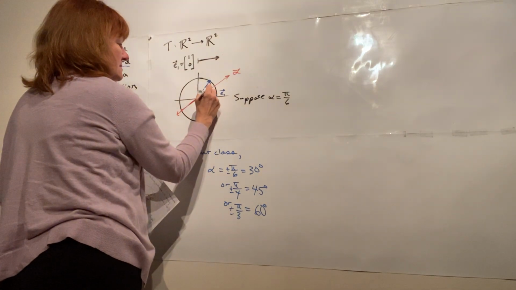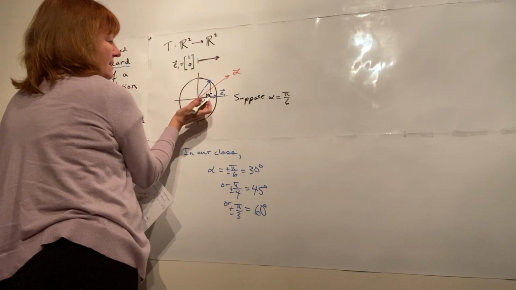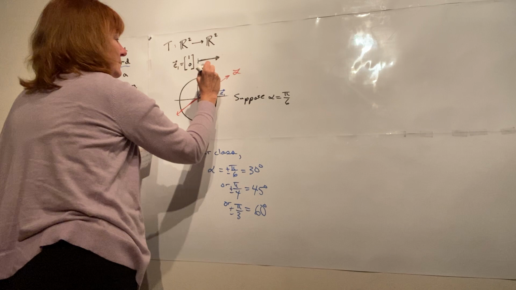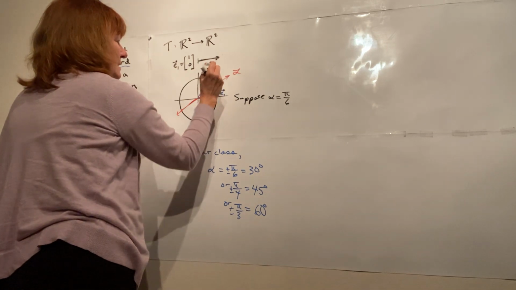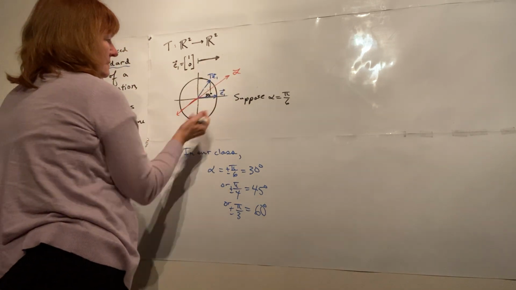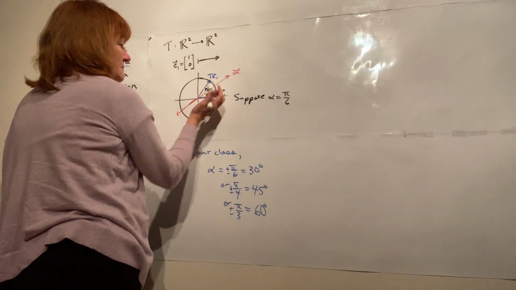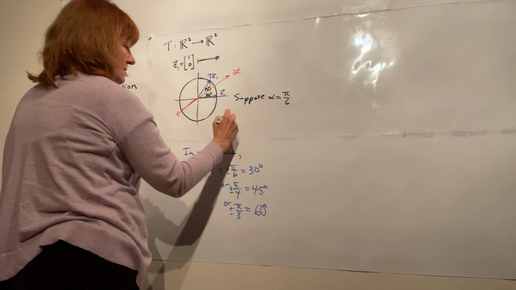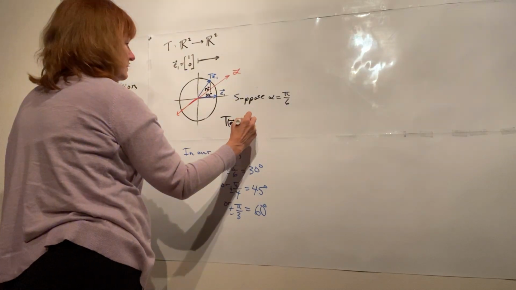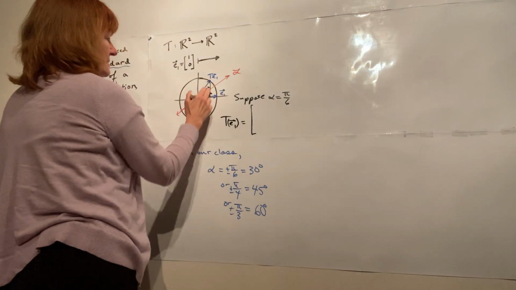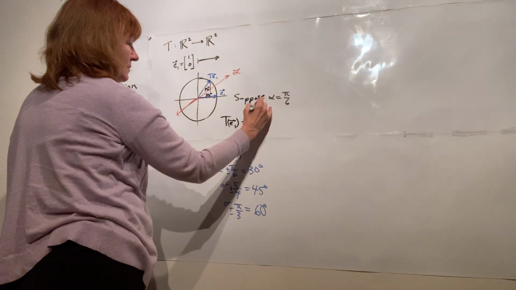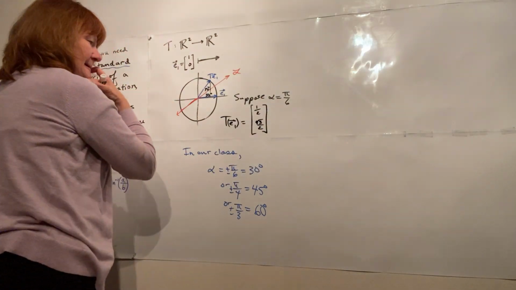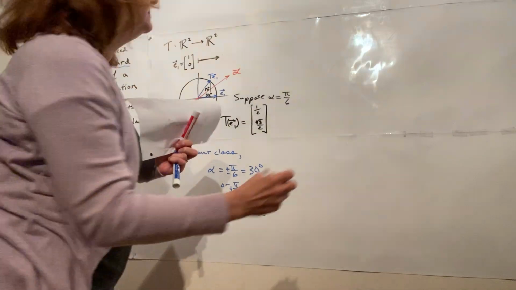If that's 30 degrees or pi over 6, right? So if that's 30 degrees, then its image, T of e1, here is going to be another 30 degrees up, in other words 60 degrees. So what's T of e1? T of e1 will be equal to, let's say 30, 60, 90, so that'll be 1/2, square root of 3 over 2. Okay, what's happening with e2?